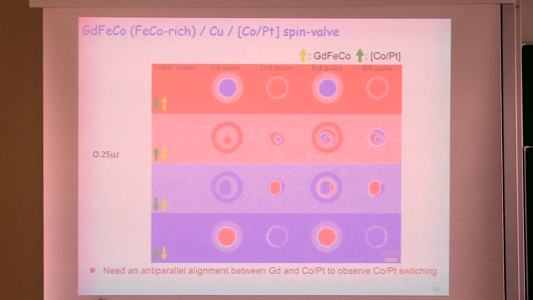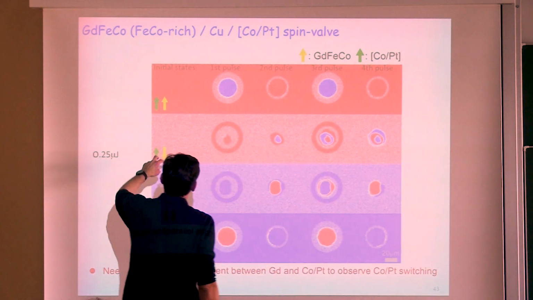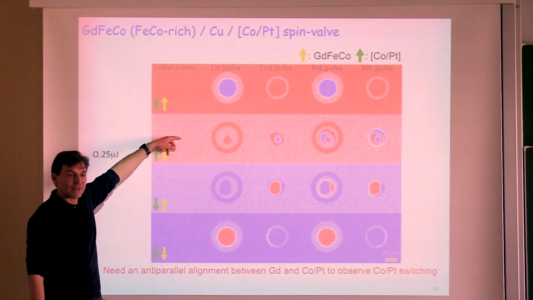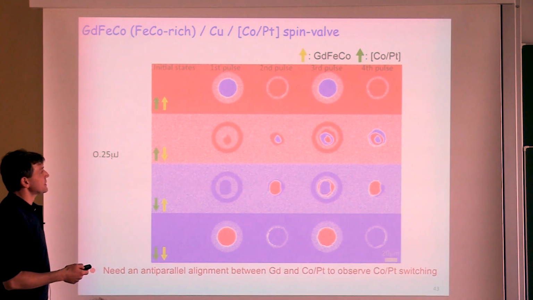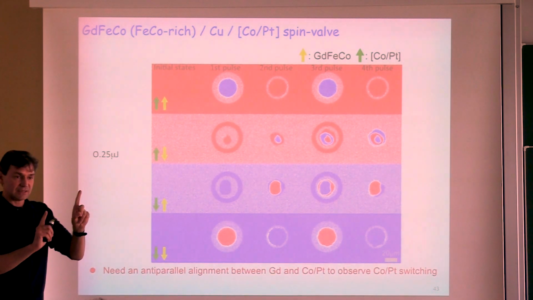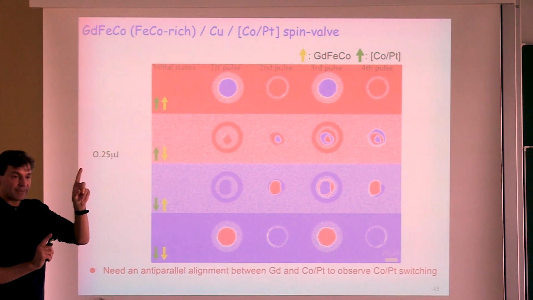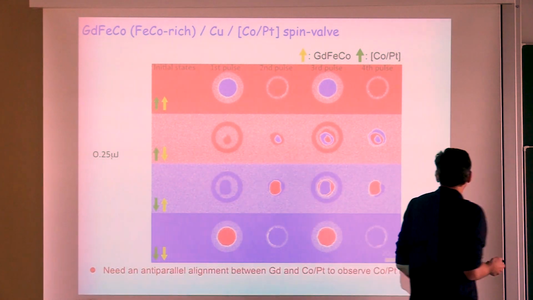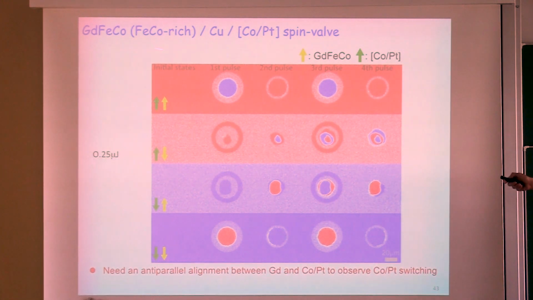Then we wanted to see what's important, and here I'm showing you that we start with the 4 different initial states, and you see that the nice switching in the center appears only if we start with the 2 magnetizations parallel. If we start with the magnetizations antiparallel, you don't see the nice switching of the cobalt platinum. So it tends to tell us that the 2 magnetizations in the initial state have to be parallel to each other.